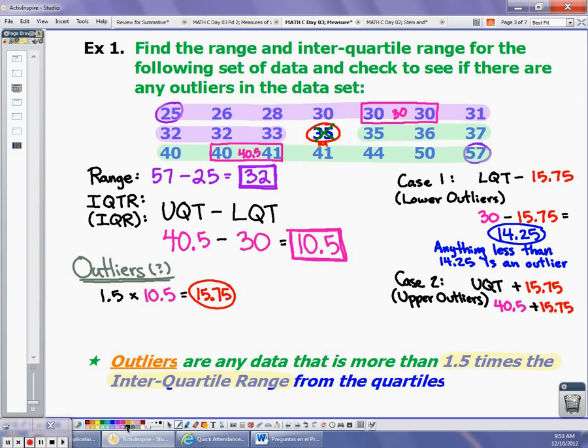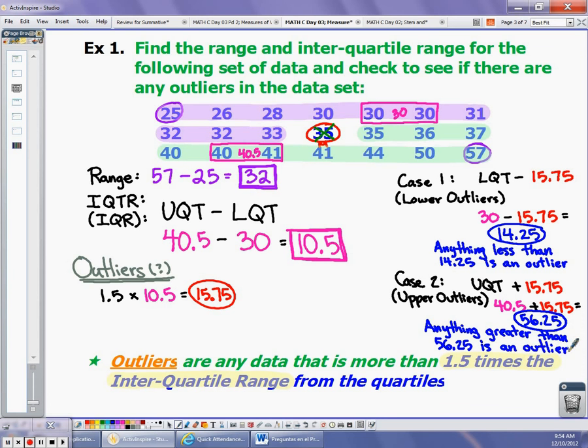And when I add those two numbers, that answer is going to tell me the boundary line of my upper outlier. And when I do 40.5 plus 15.75, that's going to give us a total of 56.25. Now this 56.25 basically means anything greater than 56.25 is considered an outlier.